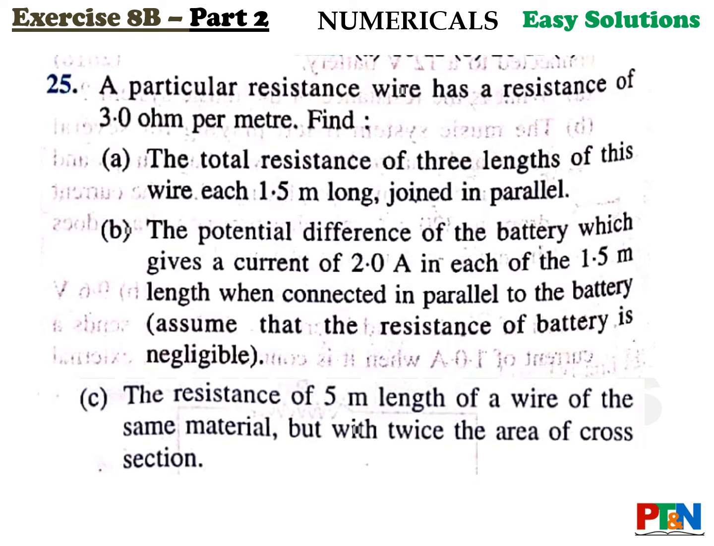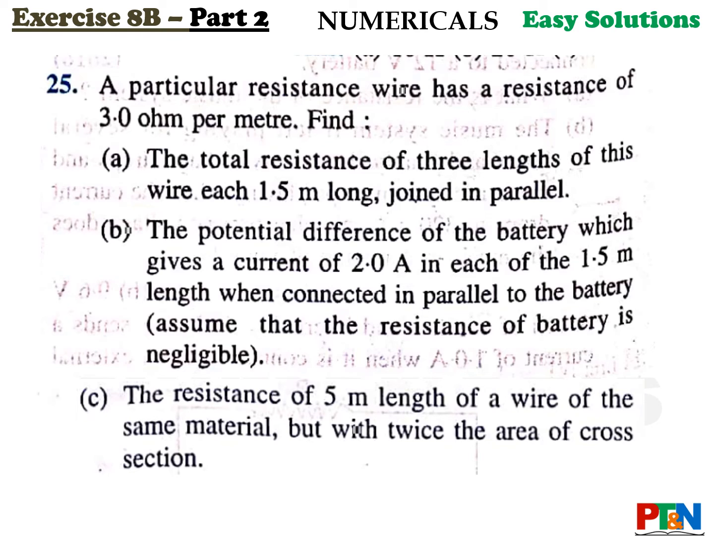A particular resistance wire has a resistance of 3 ohm per meter. What you need to find? One, total resistance of 3 lengths of wire, each 1.5 meter long, joined in parallel. Two, the potential difference of the battery, which gives a current of 2 ampere in each of these 1.5 meter lengths when connected in parallel to the battery. Assume that the battery is without any internal resistance. Number 3, the resistance of a 5 meter length of such wire of the same material but with twice the cross-sectional area.